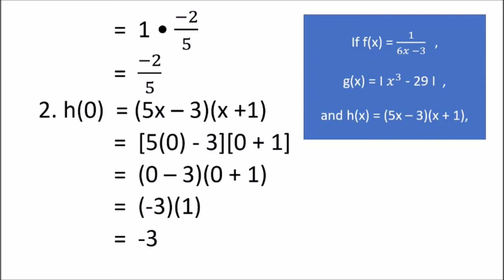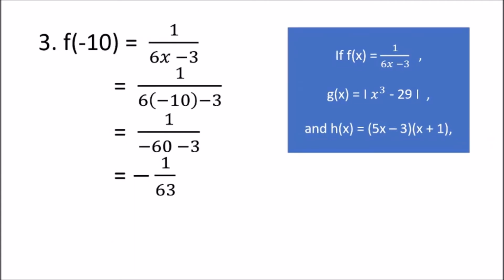Number 2. H of 0 equals the quantity of 5x minus 3 times the quantity of x plus 1. The same process, substitute the value of x to the given expression. Number 3. F of -10 equals 1 all over 6x minus 3. Simplify, then the answer is -1/63.